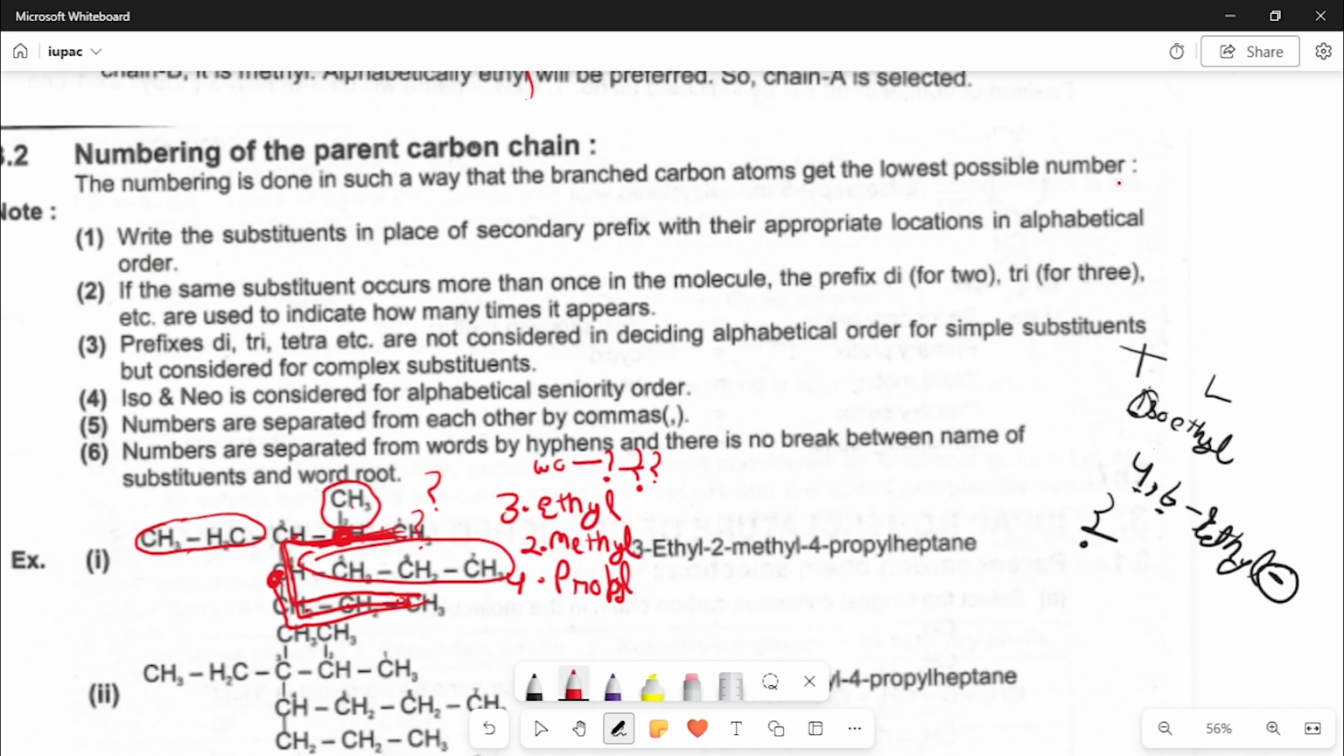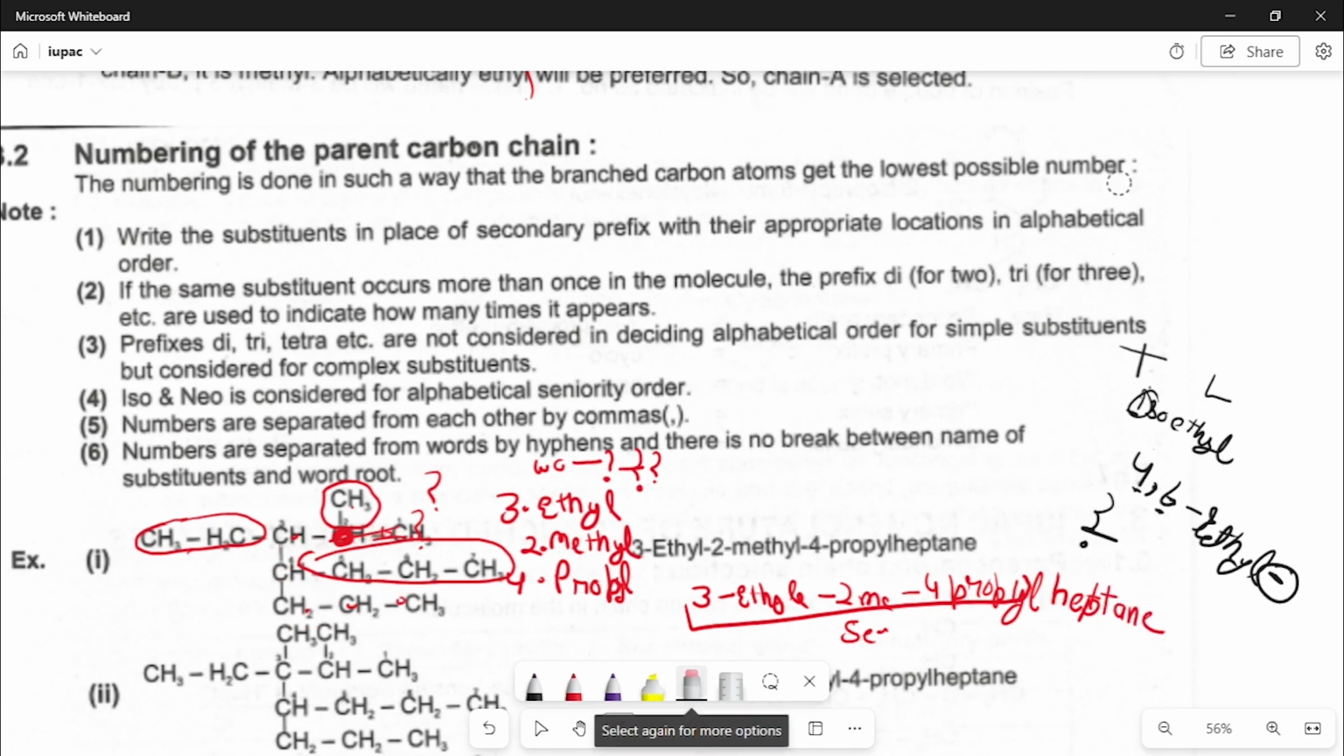So now we're going to apply what we call alphabetical order. In the alphabetical order, ethyl will of course come first: 3-ethyl. Then 2-methyl. See, this whole is a substituent, okay? This whole is called the secondary prefix for now. And then we'll go 4-propyl. Then comes the word root. What is the word root? 8 carbons, and since it's an alkane, octane. See, that's easy. It's that easy.